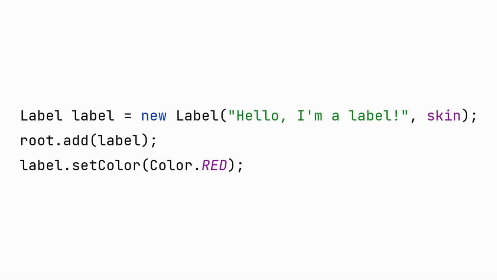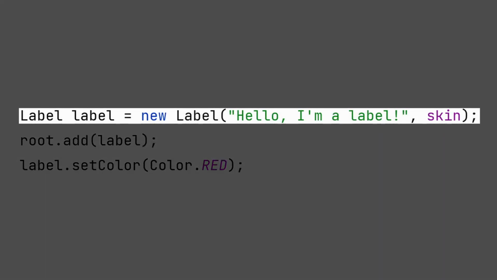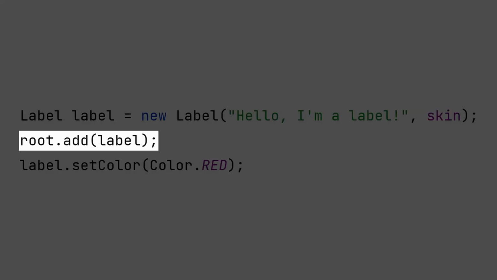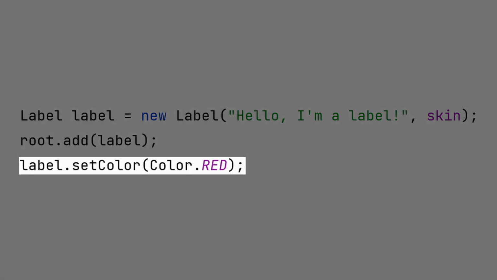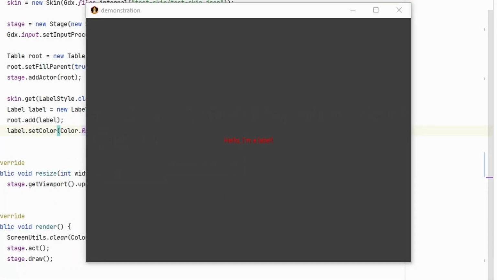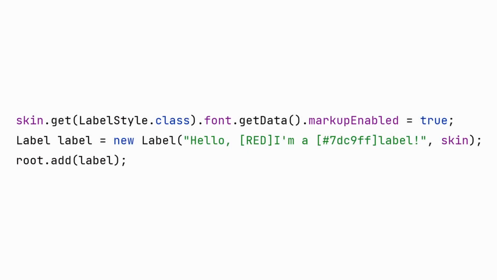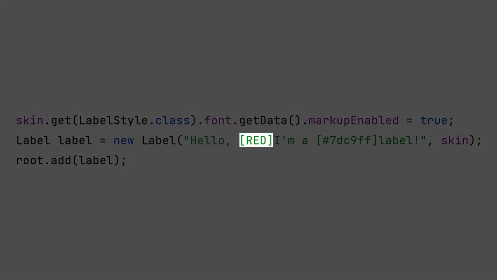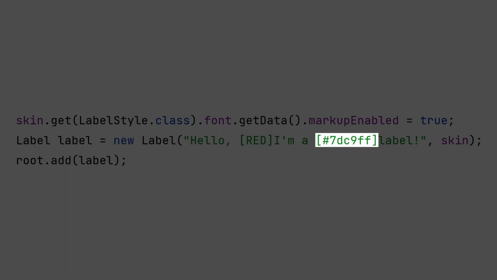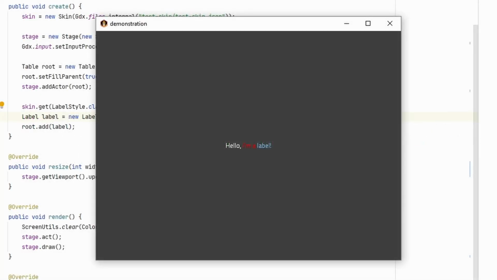We can get into label layout now. This is how we create a basic label, and then we add it to the table. You can set the color of a label in code like this. If you want to tint only certain parts of the text, use the color markup language. This is one of the predetermined colors. This tag allows you to specify any color in hexadecimal. Make sure to see the links in the description.